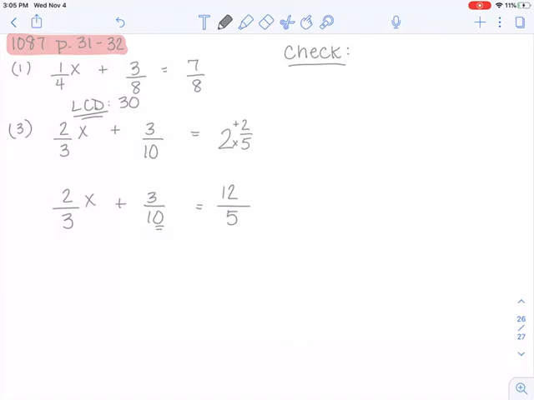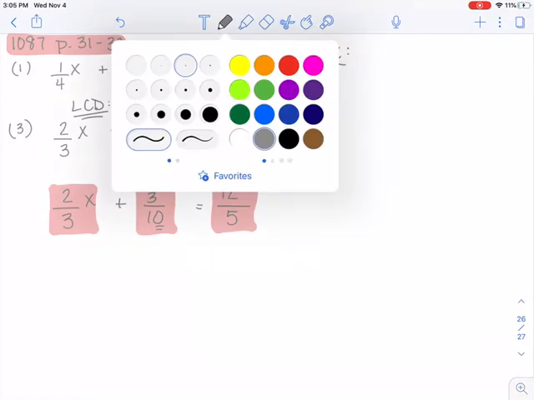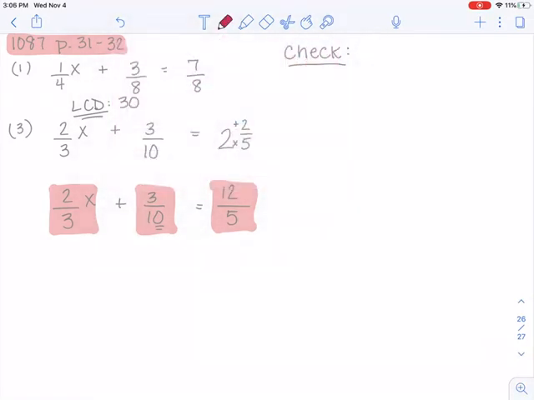Alrighty, so now we have to multiply every term. So terms are separated by adding and subtracting. So I have this term, and this term. I'm going to multiply each one of these by our LCD, which is 30. All right, so I multiply this by 30. I multiply this by 30. And I multiply this one by 30.